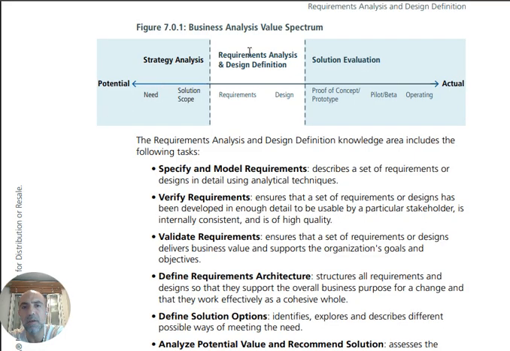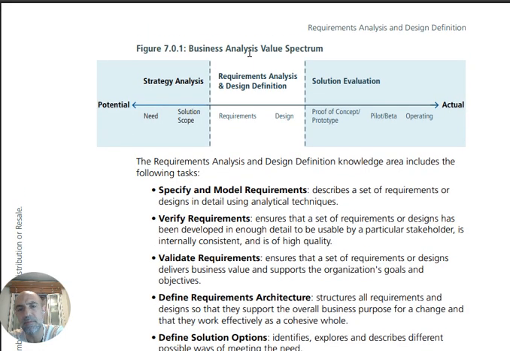Right, because ultimately, are we starting from the center and basically going from left to right? No, we actually did the strategy analysis before. And it makes sense that we're switching from potential to actual, as in at one point, I think we had multiple possibilities and we went through the need and the solution scope and created the strategy analysis basically, and how to actually create the strategy. And now we're working on the requirements analysis.